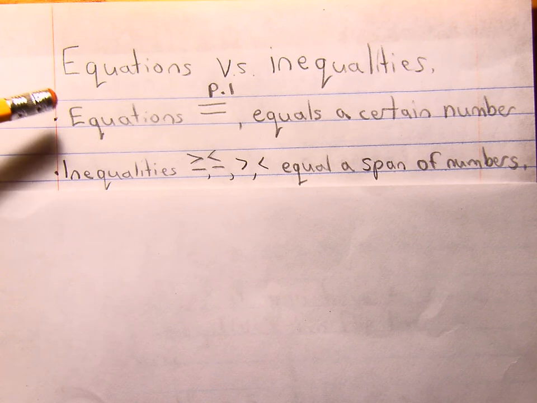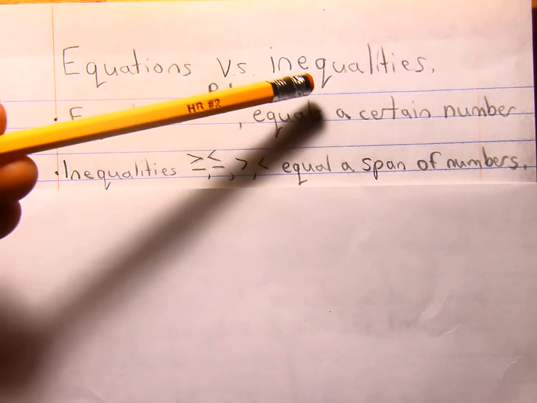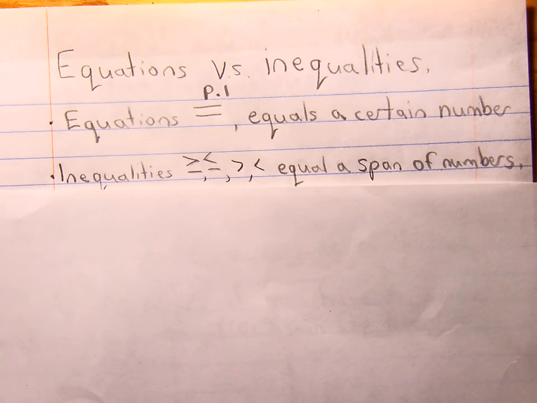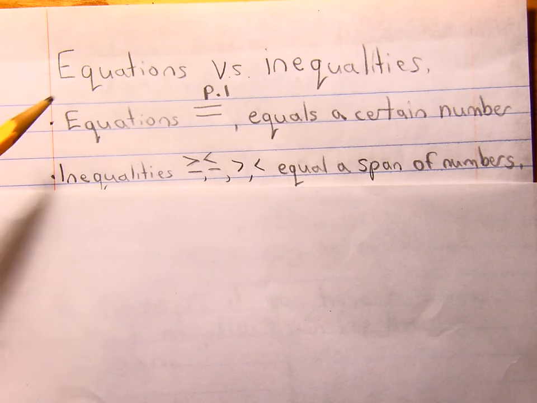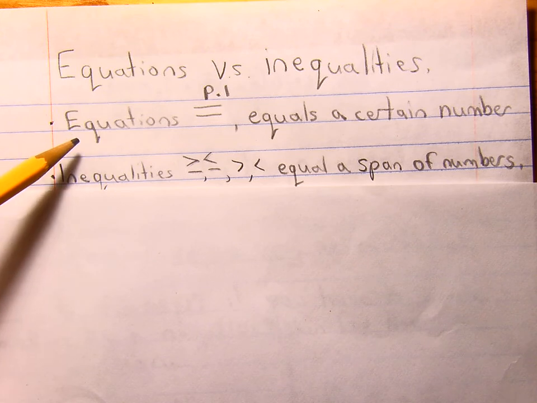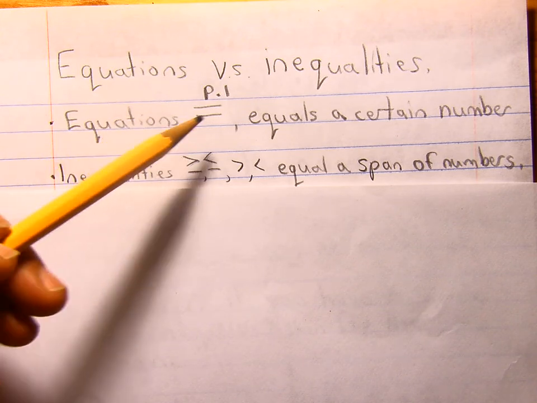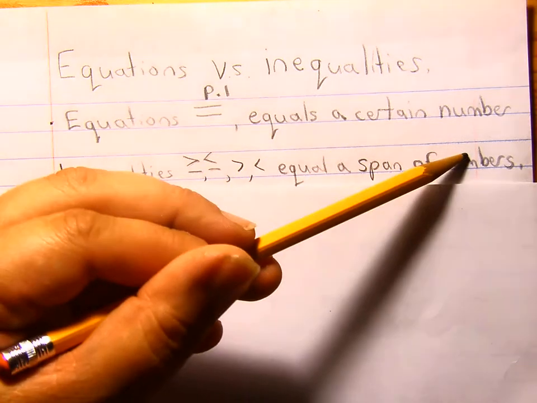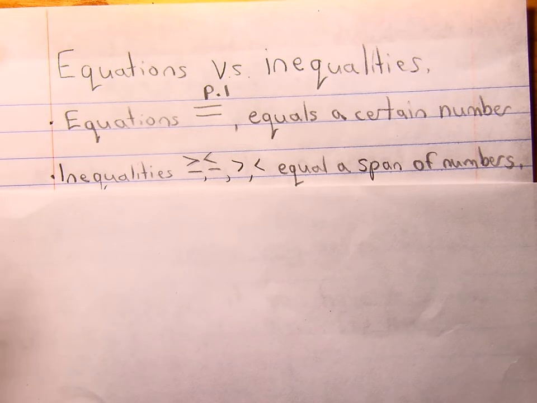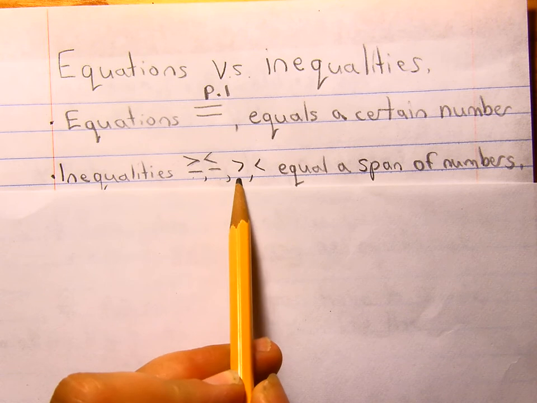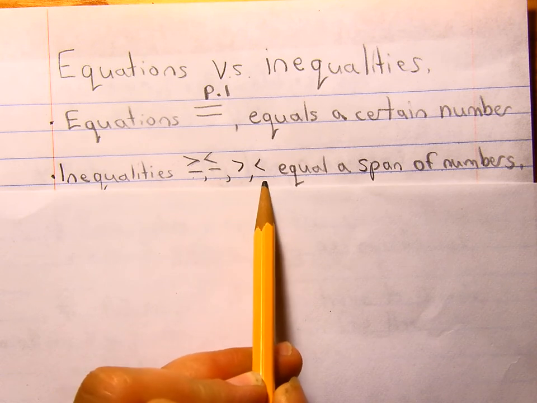But we want to look at how to go about solving inequalities versus equations. The important thing to note is that you're going to solve them basically the exact same way. Equations represent the equal sign and only a certain number, like x equals 3, and inequalities have multiple options, at least 4 sets.